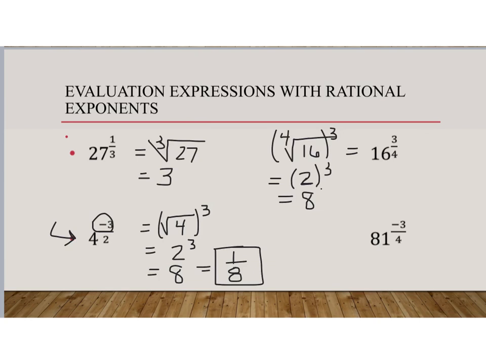81 to the negative 3/4. This would be the 4th root of 81, which is 3, to the 3rd power. 3 cubed is 27. So since that is a negative power, it would be 1 over 27. So again, these are the ones that you should be able to do mentally, using those perfect squares, perfect cubes, and so on.